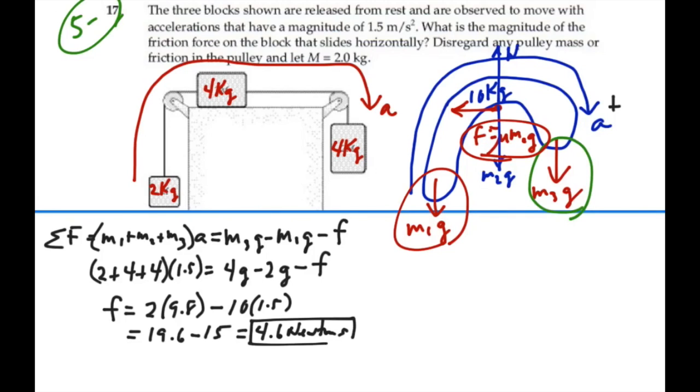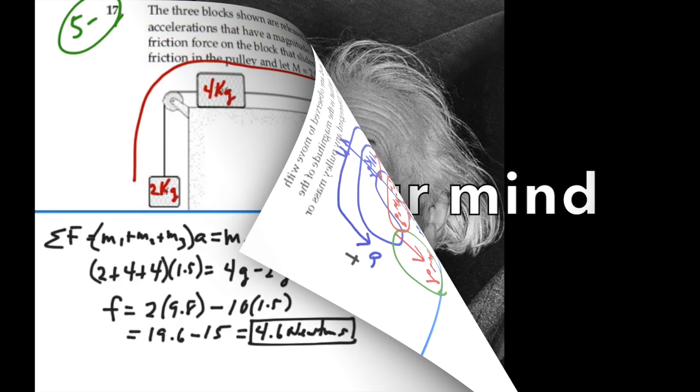So that is the frictional force of the surface on mass number 2 on the plane, the top plane. And it's a positive value, so we assumed the correct direction of it, against the motion as this whole system moves to the right. 4.6 newtons.